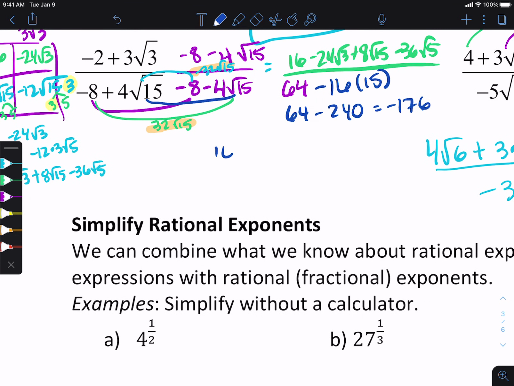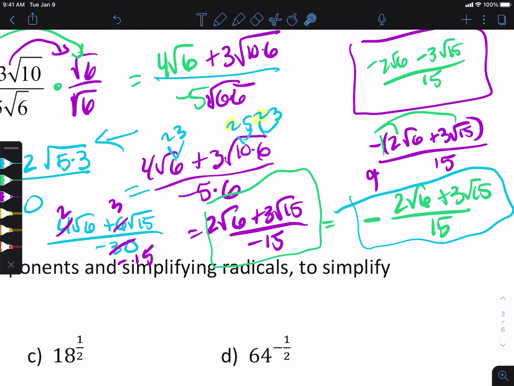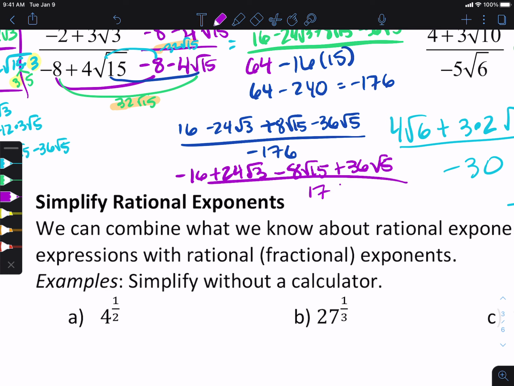So now our problem is 16 minus 24 root 3 plus 8 root 15 minus 36 root 5 all over negative 176. And again, we have that negative in the denominator, which just means I can change all the signs of the things on top. So you could go through like we did in this process where you take the negative to the top and then you distribute it to everything. But you can also say it's just going to change the sign of everything on top. So negative 16 plus 24 root 3 minus 8 root 15 plus 36 root 5 all over 176. And that will give us how we divide.